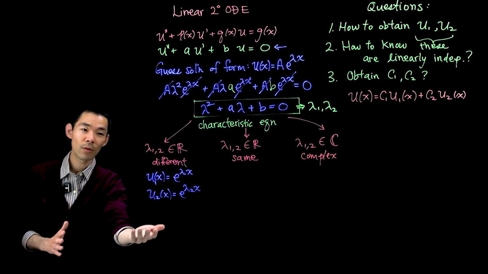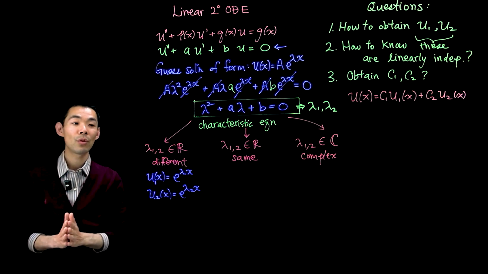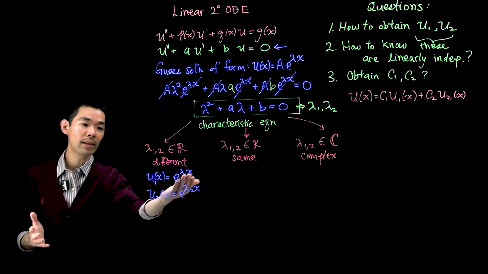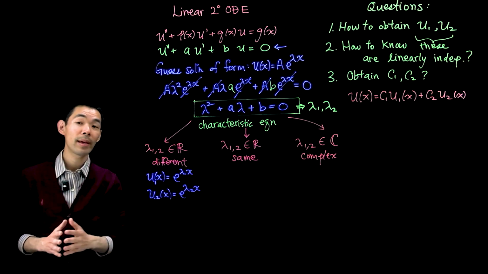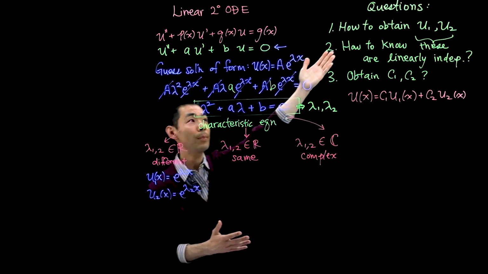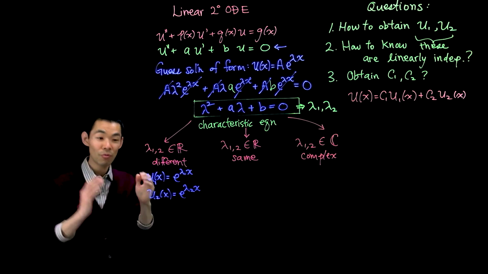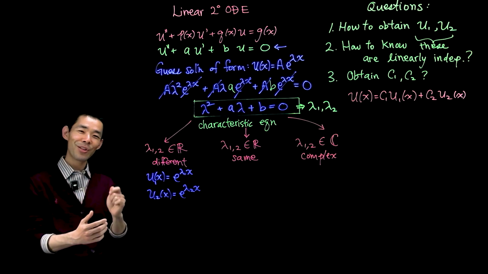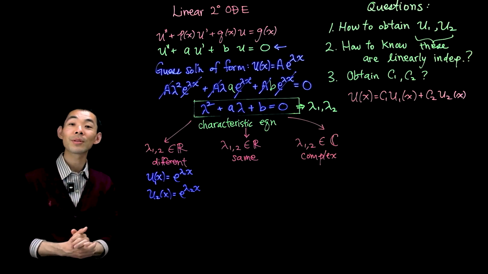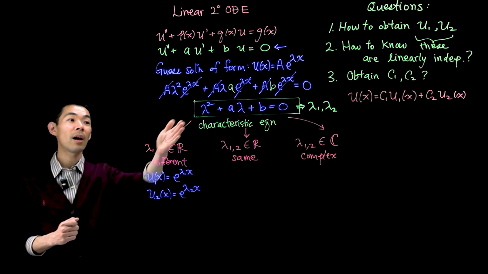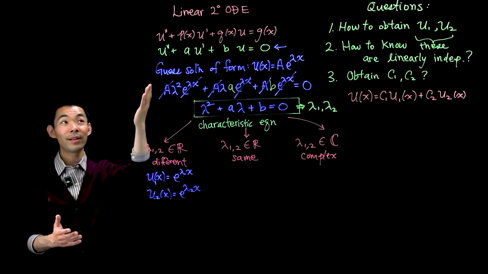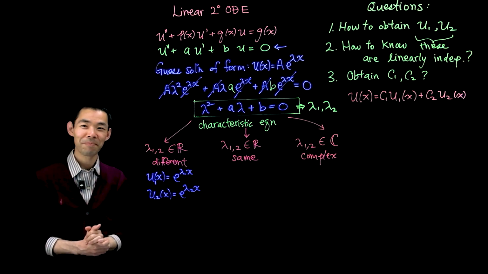So for case 1, lambda 1 and lambda 2 are real and they're distinct. Then the solution is very easy. Your u1 is given by e to the lambda 1 x. u2 is given by e to the lambda 2 x. So there you have it. Going back to question 1 all the way up here, how to obtain u1 and u2, here it is. We already checked off question number 1. u1 and u2 are just exponential solutions raised to the roots of this algebraic equation. So if you can solve an algebra problem, you can solve this second order constant coefficient ODE.